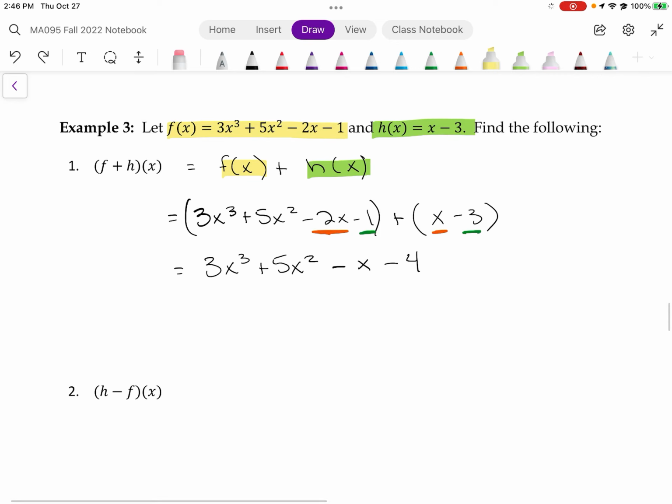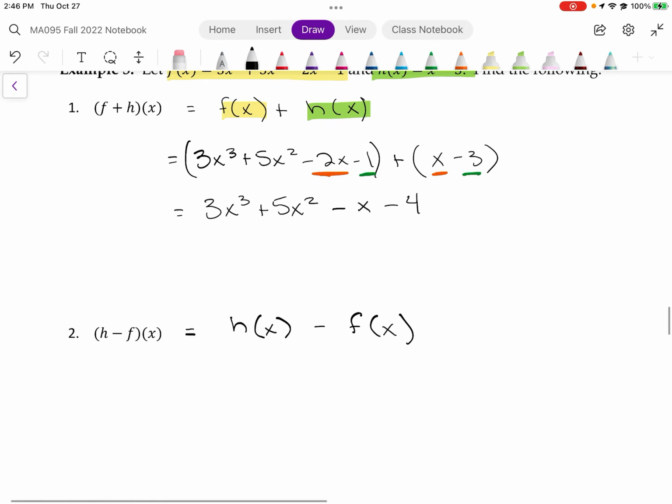Now the next one is asking us for h minus f of x. So pause the video and see if you can rewrite that separately. Okay, so hopefully you got h of x minus f of x.